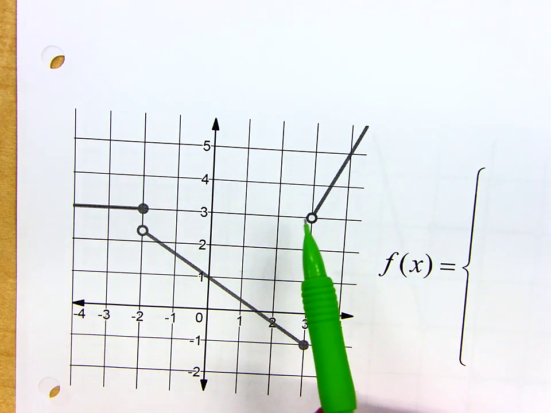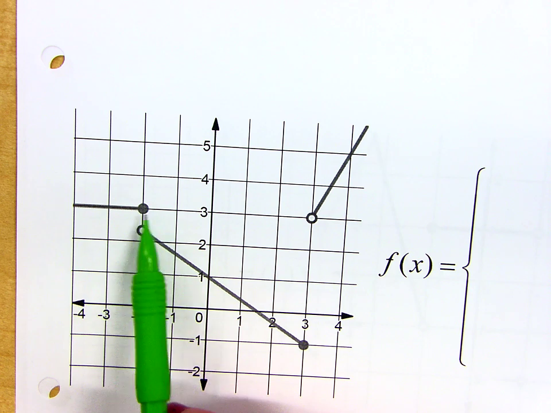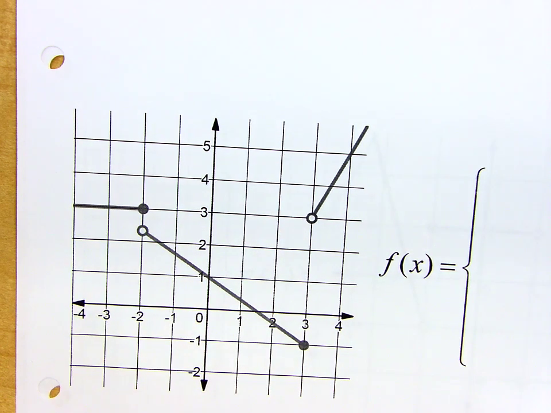Do me a favor and just come up with your boundaries. Give me where each branch is existing. So don't do the equations just yet.